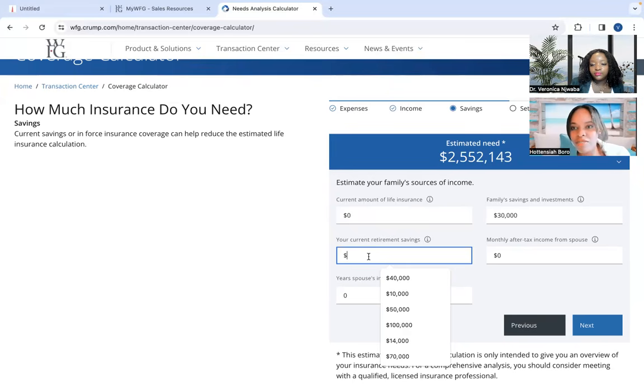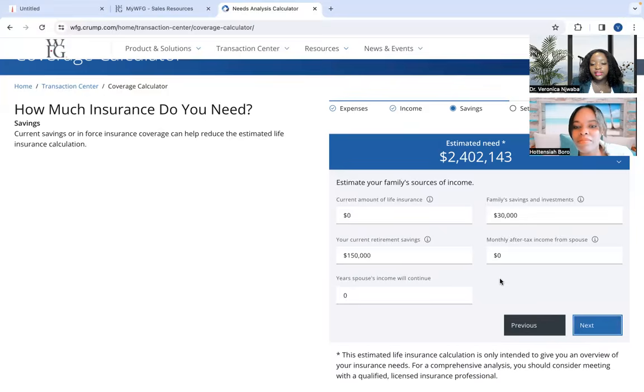Like how much do you have just currently there? Roughly, just rough estimates. I'm going to say 150. Okay, so current, this is 150. And then your spouse's is going to be different.